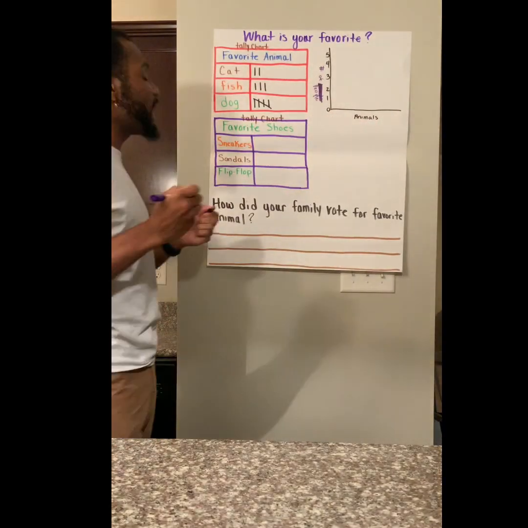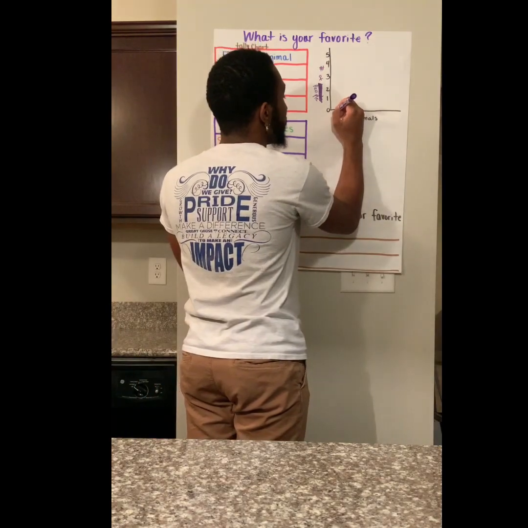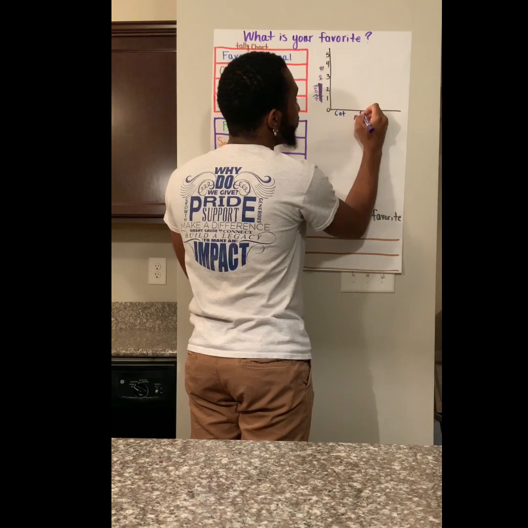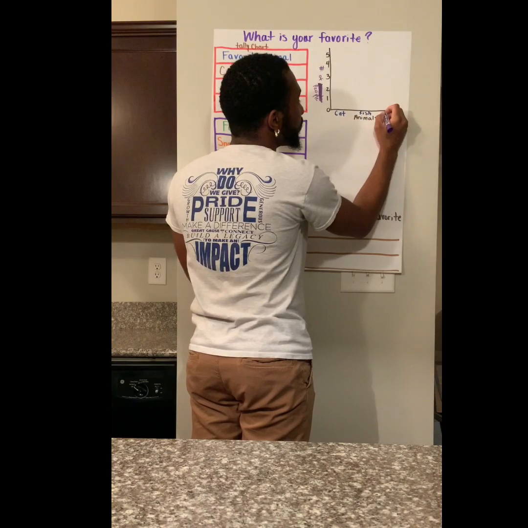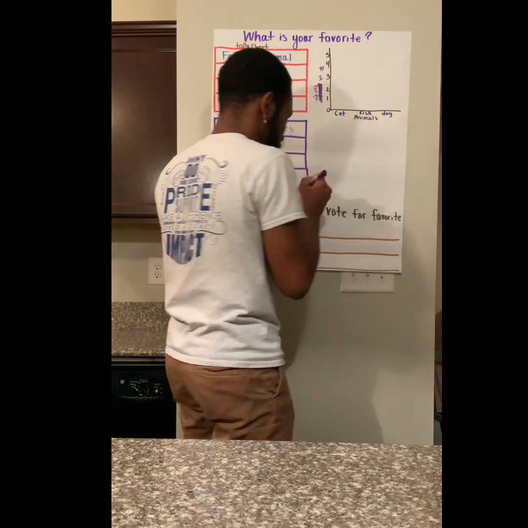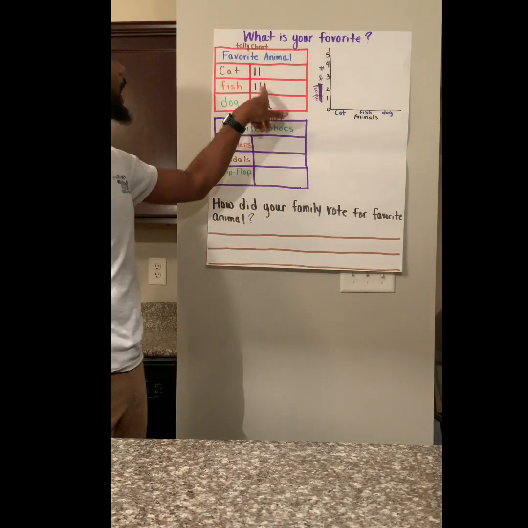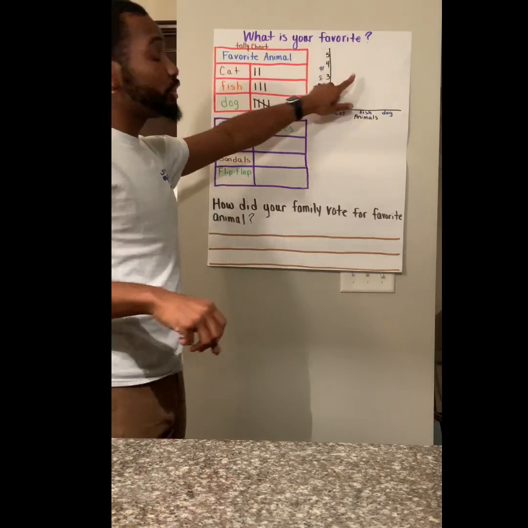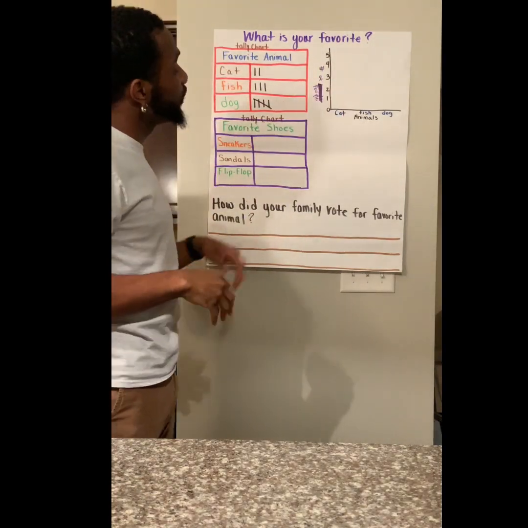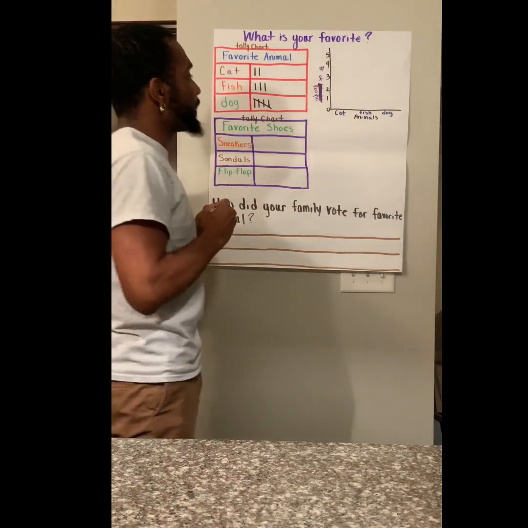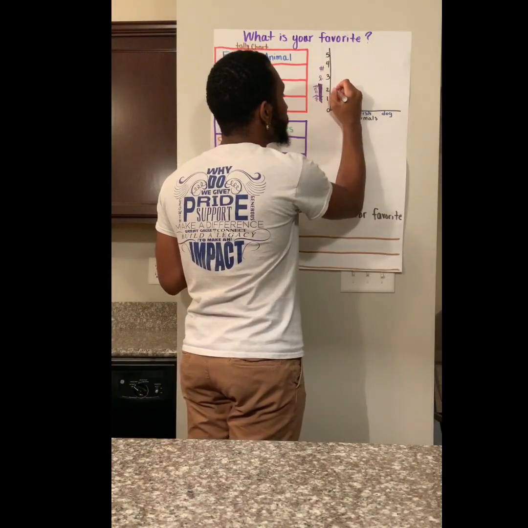So at the bottom, we have cat, fish, and dog. And remember, we are using our information from our tally chart to create our bar graph. So based on our tally chart, I see that 2 people like cats. So I'm going to go up to number 2.